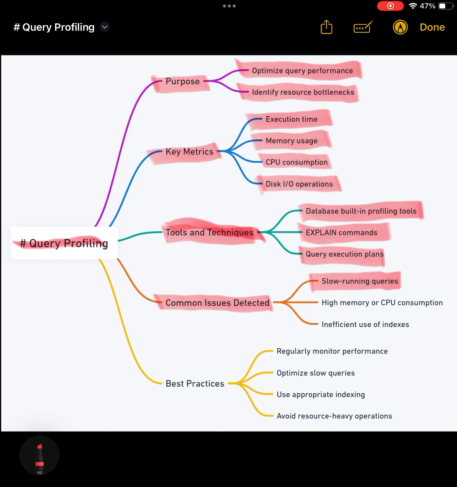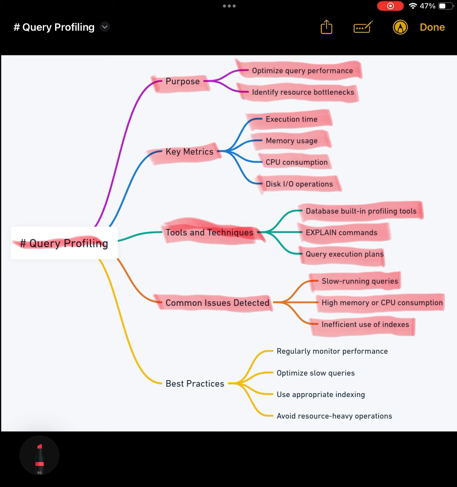High memory or CPU consumption. When queries consume too much memory or CPU resources, it may indicate that large datasets are being processed unnecessarily or that the query could be optimized further. Inefficient use of indexes. Profiling can reveal if queries are not taking advantage of indexes, leading to slower performance. It helps to identify cases where adding or modifying indexes could improve query speed.